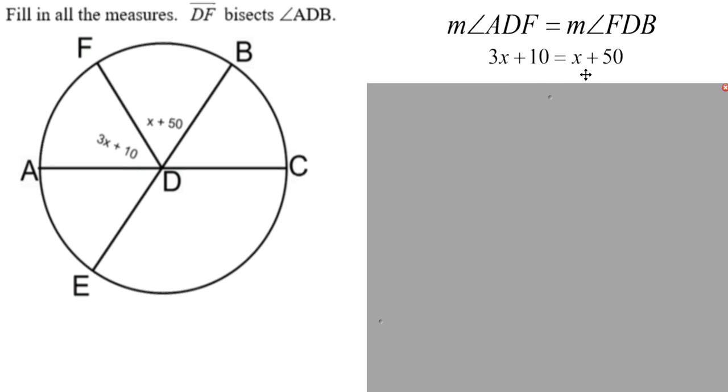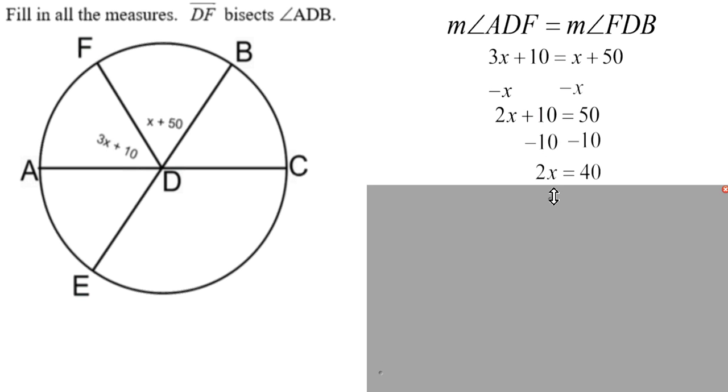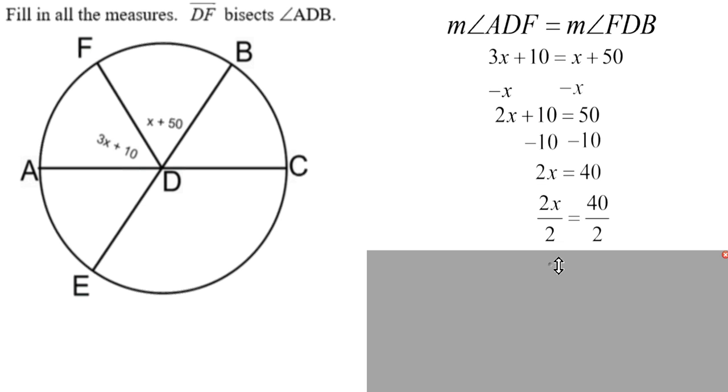Since each side is already simplified, now we're going to start working on combining like terms, right? So remember, starting with the lowest variable, undo that. So we're going to subtract x from each side. Now we're going to undo the addition. So we're going to subtract 10 from each side. We're going to undo the multiplication. So we're going to divide by 2 on each side.